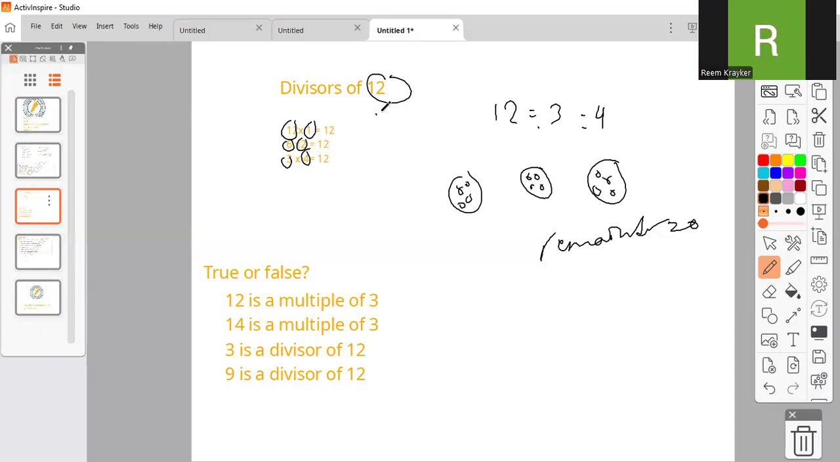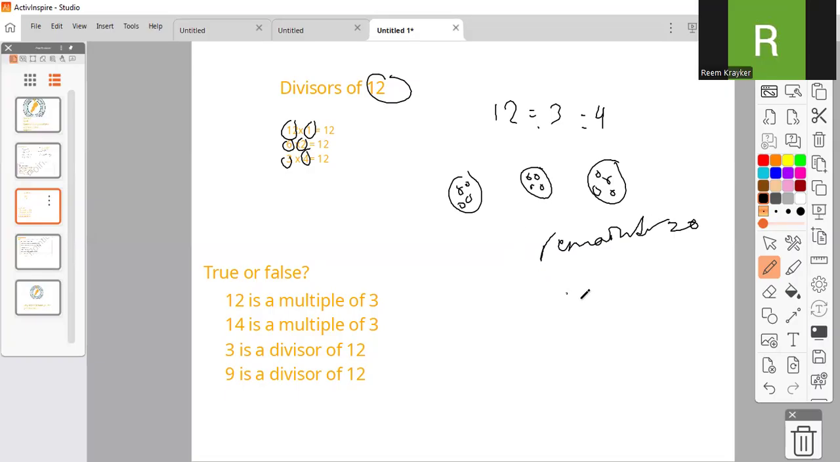Here, if you divide 12 by 6, and I have 12 candies, I divide them among 6 students, each student will take 2, and we will have no remainder. If we have 12 candies and divide them among 3 students, each student will take 4 and we will have no remainder. Also for 4, if we have 12 candies and divide them among 4, each one will take 3 and we will have no remainder.